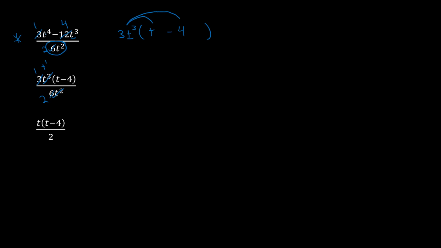Okay, in the t squared, I see that every term has a t squared in common, so I can divide this by a t squared to get that to cancel. T to the fourth divided by t squared, I'm left with t squared. And then t to the third divided by t squared, I'm left with t to the first power. So what I have would be t squared minus 4t over 2. And notice that is the same thing that we have here. We have t squared minus 4t over 2.